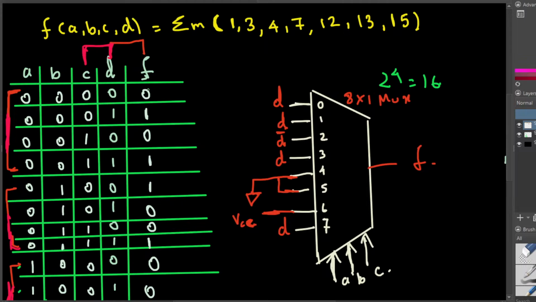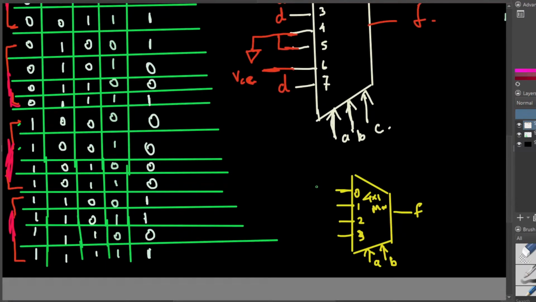But let's look at this D. For D, when D is 0, F is 0. When D is 1, F is 1. When D is 0, F is 0. When D is 1, F is 1. So whatever the value D has, this is giving the exact same function. So this is actually dependent on D. D is going to be the one right here. Whatever the value D holds, that's going to be the function. So we put a D for that.